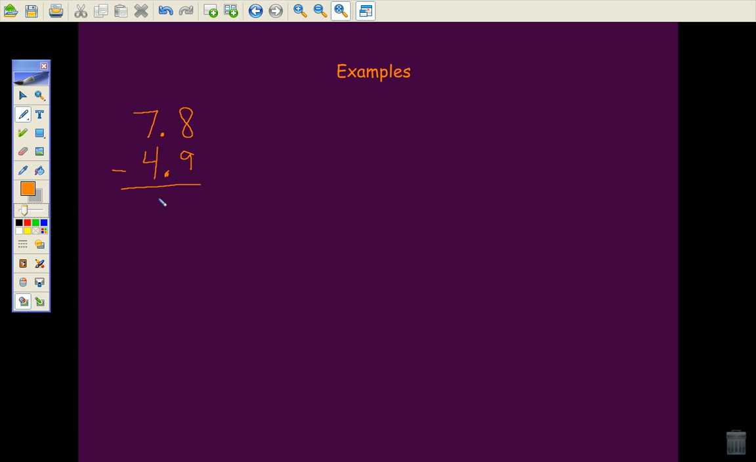So I lined up my decimals, and then my next thing was to drop down the decimal and forget about it. So I'm now just thinking about 78 minus 49. Okay, this is what I'm thinking.